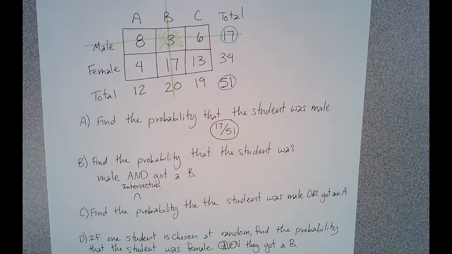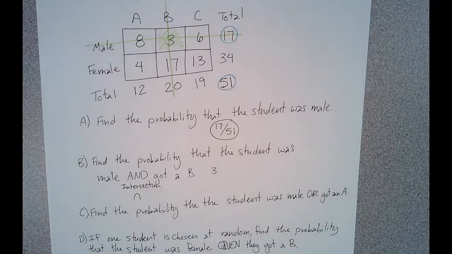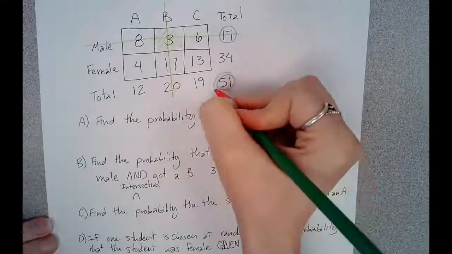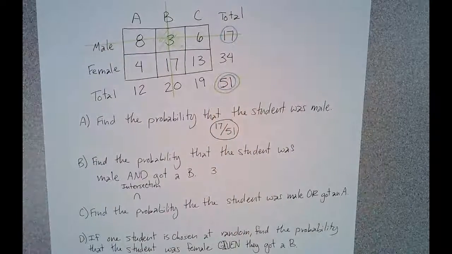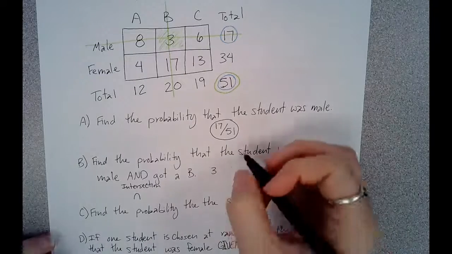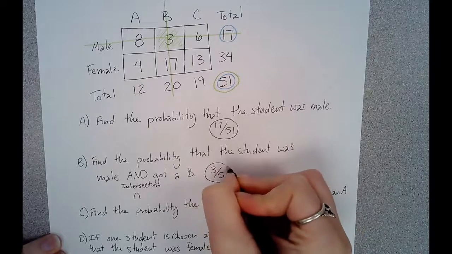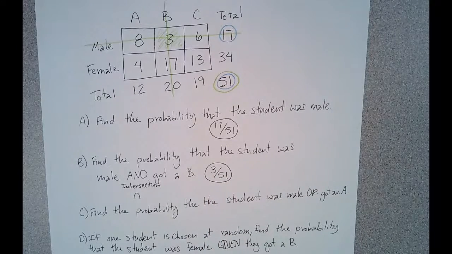This is like we're randomly selecting a person and we're wondering what are the chances that if I select a person, I happen to select a male who also got a B. And so that turns out to be 3. And again on this one, we are looking at it being out of everybody. It never said "given." It never said that we already know something. So it's just going to be 3 out of everyone. 3 out of 51.